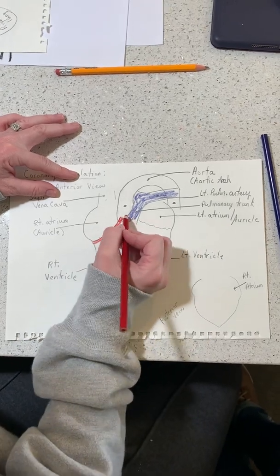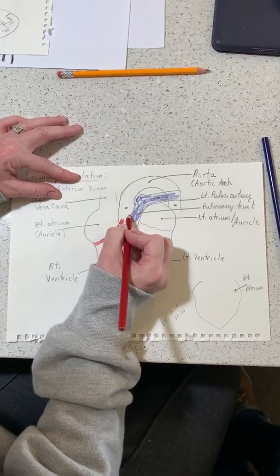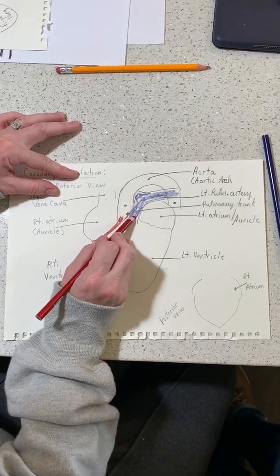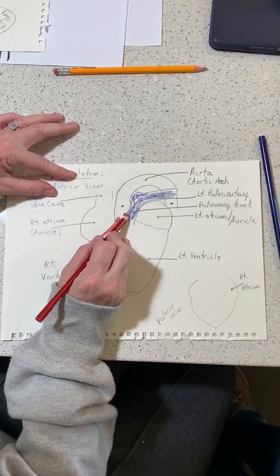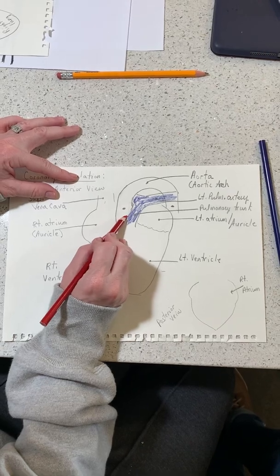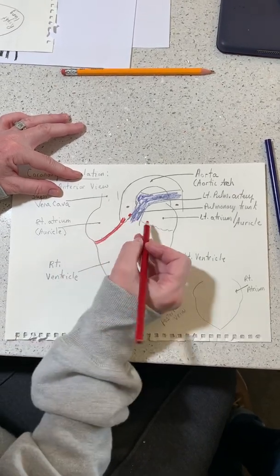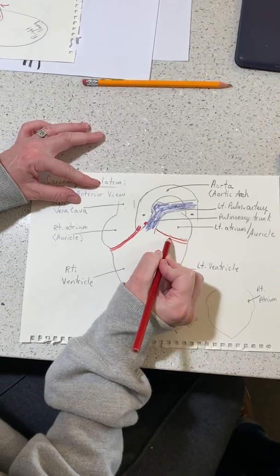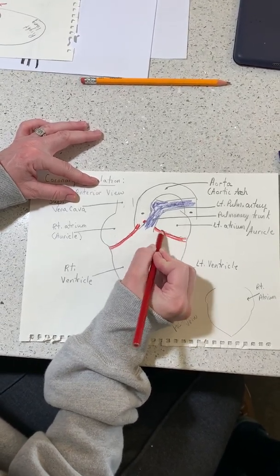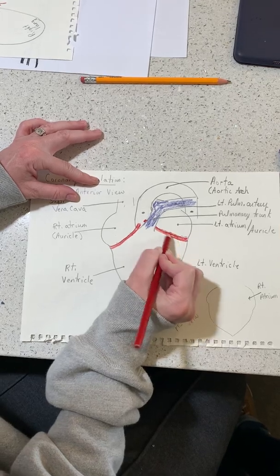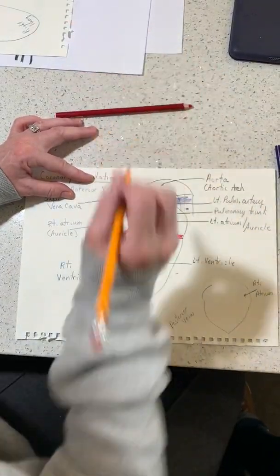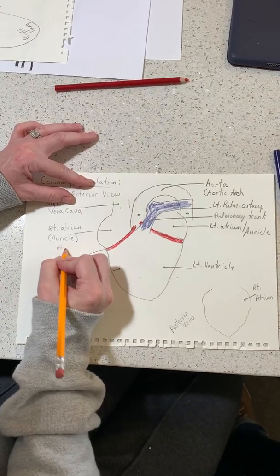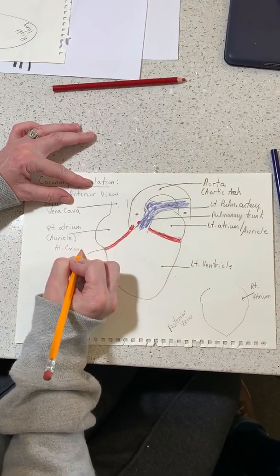The left coronary artery also arises from the base of the aorta, and then it passes behind the pulmonary trunk. So you don't see it here. This is where it arises from. It passes behind the pulmonary trunk and then continues out here underneath the left auricle. So let's label those real quick. This again is the right coronary artery.